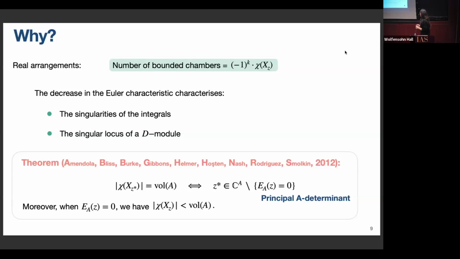So there is this result by this 9-author paper from 2012 that tells you that the Euler characteristic coincides with the volume of the convex hull of the matrix A. So this was the matrix of the monomial support, if and only if the point, so the choice of coefficients, lies outside a polynomial in Z. So this is called the principal A-determinant, and I will tell you about it later. Moreover, whenever you take a choice of coefficients that vanish on the principal A-determinant, then the Euler characteristic is smaller than the volume of the convex hull of the matrix A.